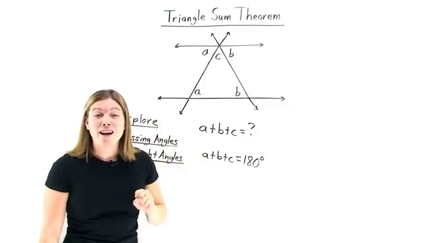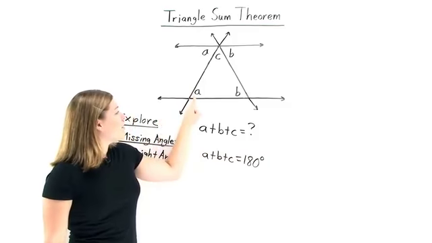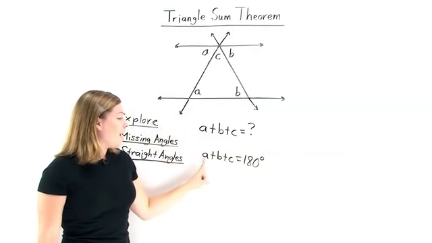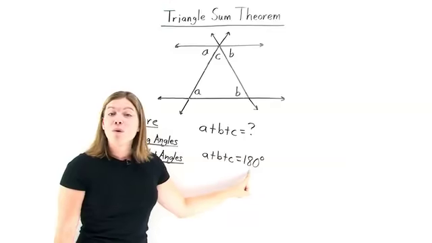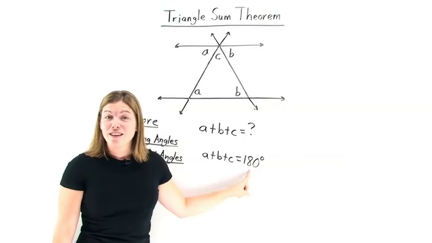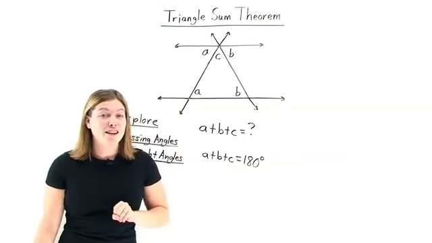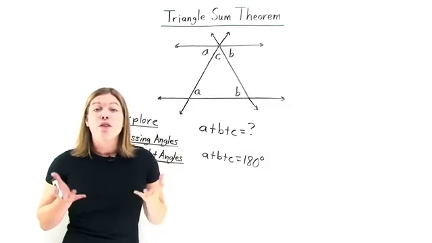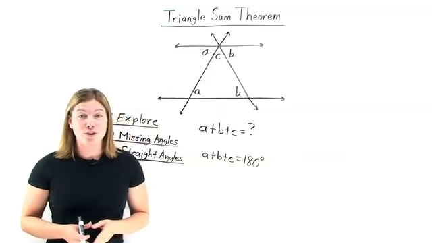So now let's look back at our triangle. We have angles A, B, and C. And we just found that if we add A, B, and C together, we will get 180 degrees. That is the sum of the interior angles of a triangle, 180 degrees. And in fact, this will work for any triangle that you can create.